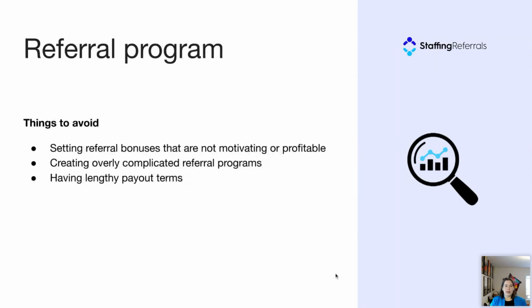I just want to talk quickly about a couple things to avoid in your referral program. First, setting bonuses that are not motivating or profitable. It's really important to coordinate with your accounting team to determine exactly when a placement becomes profitable. Is it 30 days or 90 days? This gives you the information you need to set bonuses that you'll actually be excited and happy about paying.